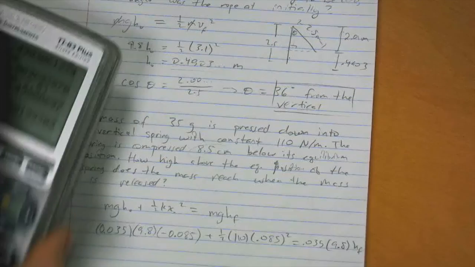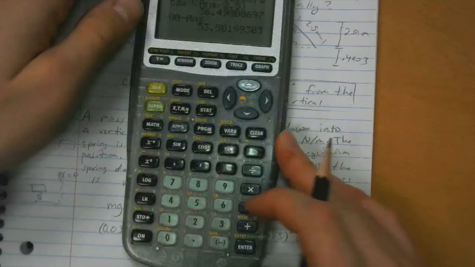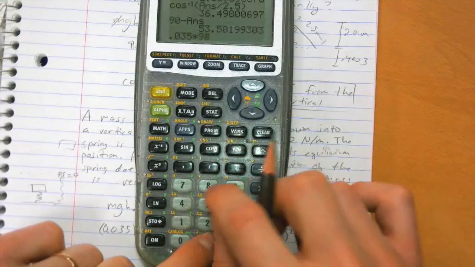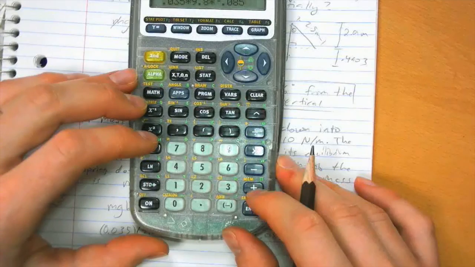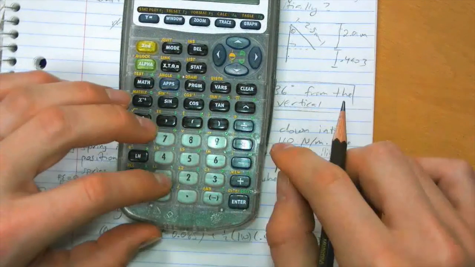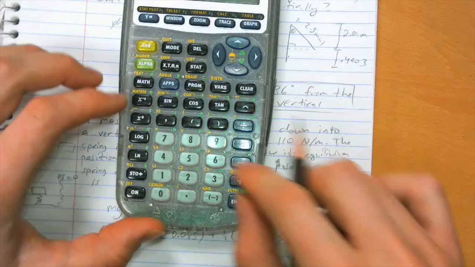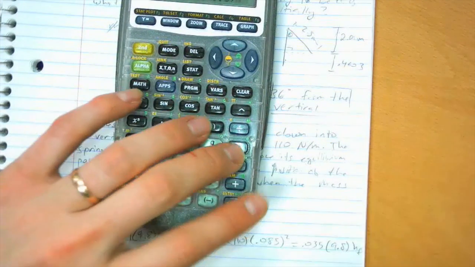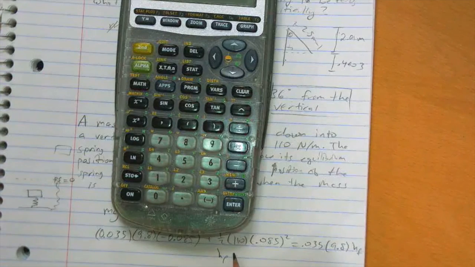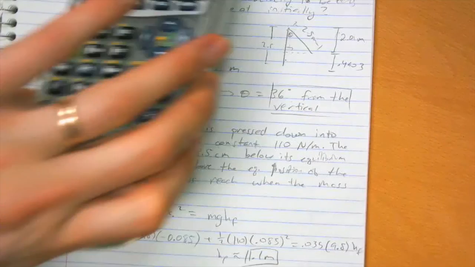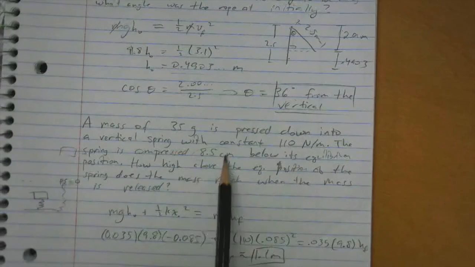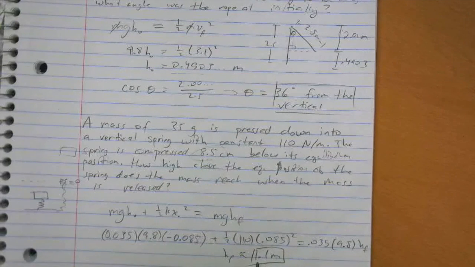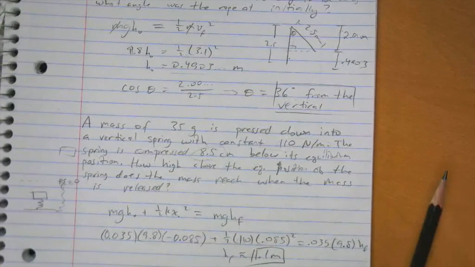And then we can algebra away. Take 0.035 times 9.8 times negative 0.085 plus 0.5 times 110 times 0.085 squared, divide by 0.035 times 9.8 with parentheses around it, and we get that the final height that it reaches is about equal to 1.1 meters, which might seem pretty high because it was only compressed 8.5 centimeters, but it flew up to 1.1 meters, but 110 newtons per meter is a pretty strong spring. So that works out.